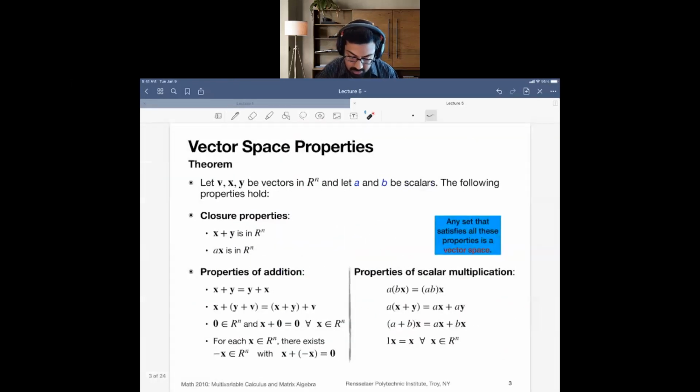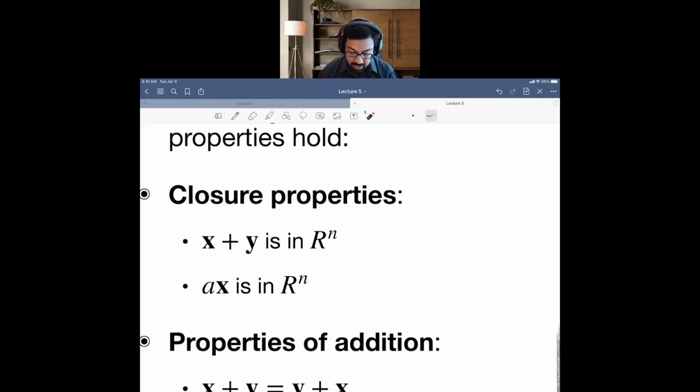So that's your closure property. Second, if you scale any vector that belongs to R to the n, for example 2x or 3x or ax, where a is a scalar, that is also going to belong to R to the n.